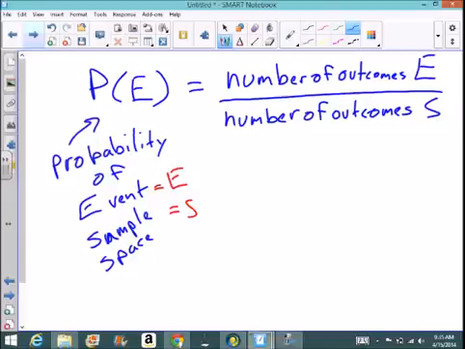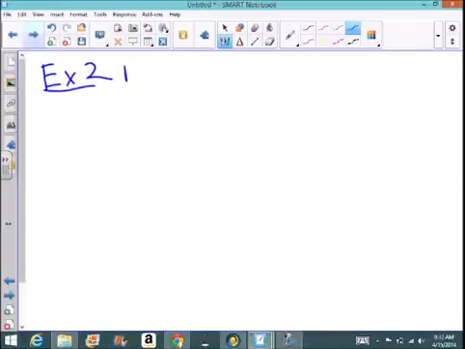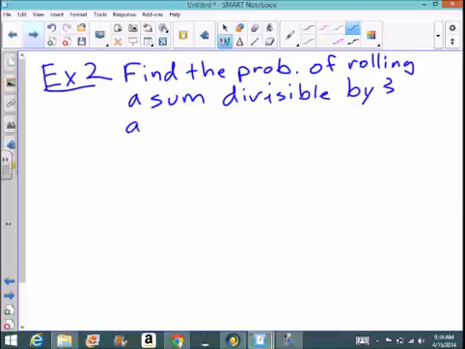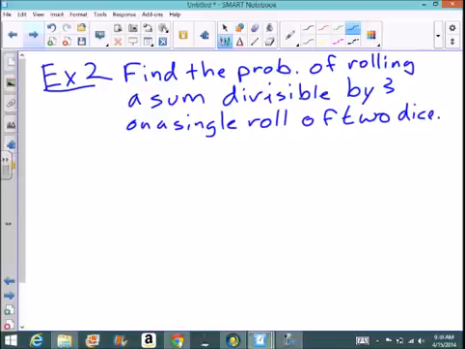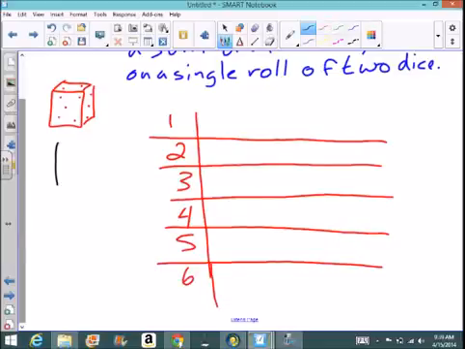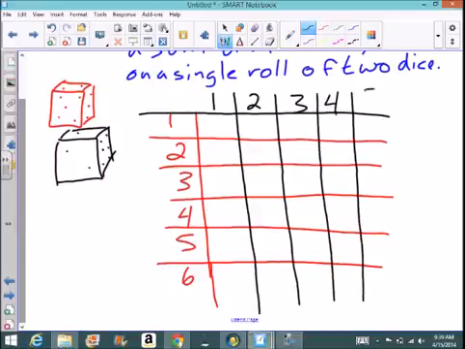So let's look at another example from the textbook, and we'll try to calculate the probability of a certain event occurring. Okay, so in example number 2, what we are asked to do is find the probability of rolling a sum divisible by 3 of 2 dice in a single roll. So I'm going to have 2 dice, and I'm going to roll them, and I'm going to sum up the numbers that the dice give out, and then I'm going to figure out the probability of that sum being divisible by 3. So on the first die, I can roll 1, 2, 3, 4, 5, 6. On the second die, I can roll 1, 2, 3, 4, 5, 6.